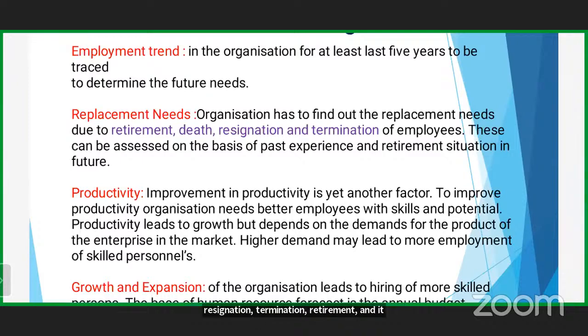Replacement need means in 2017, how many persons retired from the organization? Resignation is unpredictable in nature, but retirement is a clear picture; it is there in the organization. We can analyze that in 2030 also, how many people will retire and how many posts will fall vacant; we can analyze this clearly. But resignation is difficult to analyze. But what I told you, through human resource planning, it can be possible. Death is also unpredictable in nature.